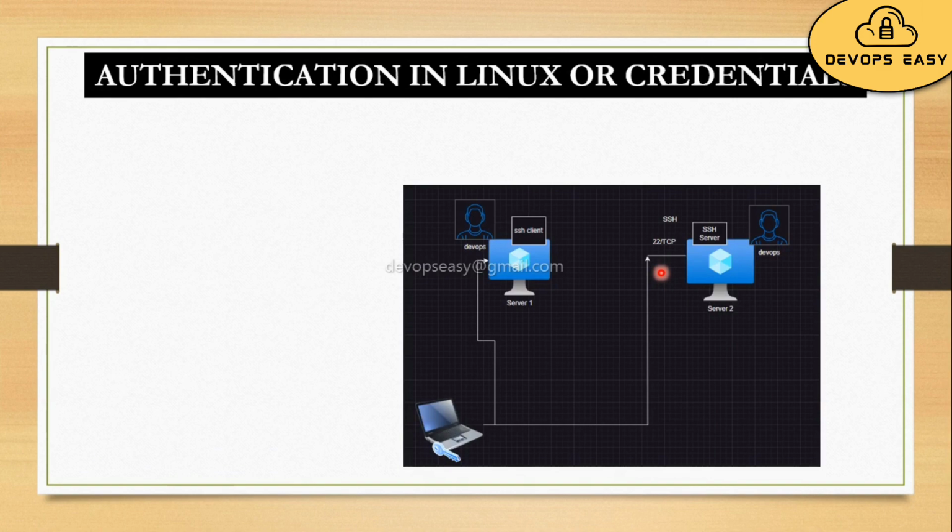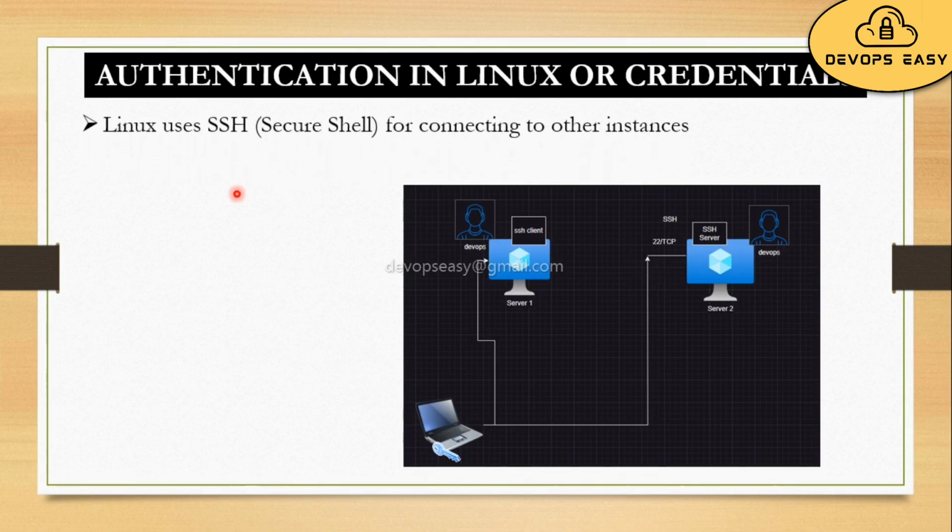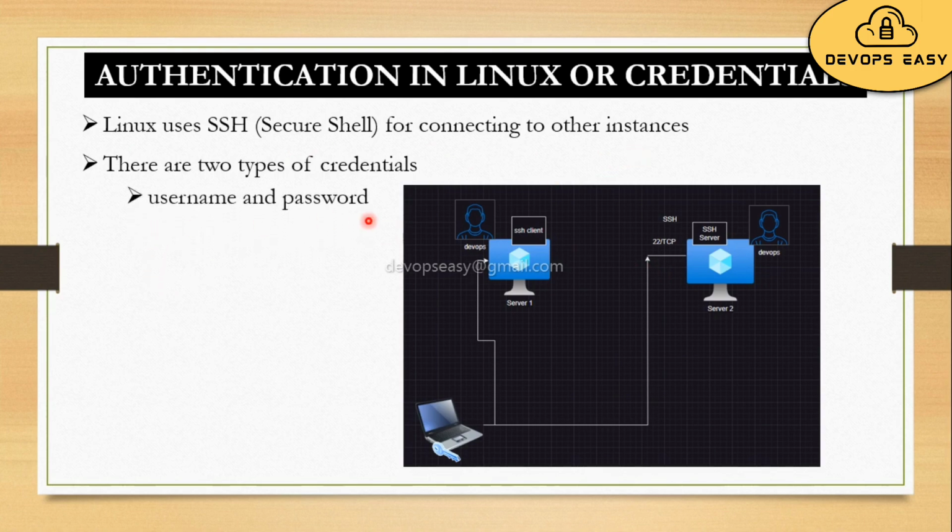So how will it log in to the node? Linux uses SSH for connecting to other servers. There are two types of credentials. One is username and password. Another one is username and key pair. If you see, this is server 1 and this is server 2. From server 1, it needs to log in to server 2, nothing but from the control master you need to log in to the node. How will it log in? Using SSH. Using SSH, it will log in from one server to another.